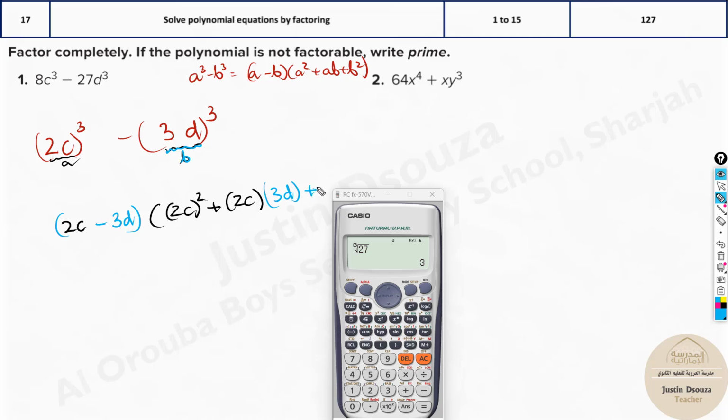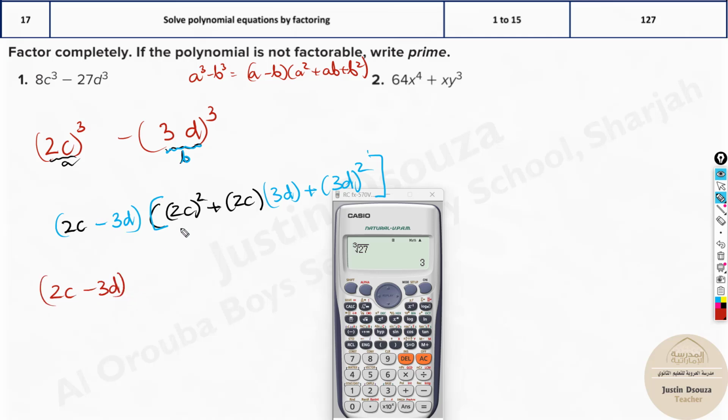And lastly, we have to add it up with B squared, that is 3D the whole square, remember. So now this entire bracket is closed. You can see this is A squared, AB, B squared. Now the left side remains as it is. We can't simplify that. It's two different variables, 2 and 3.